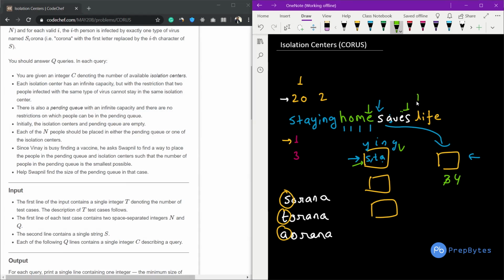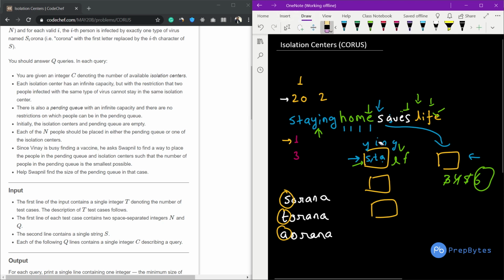Correct. Now what about L? L is not present, so L will be in our isolation center. I will be in our pending queue. Why? Because I is already present in the isolation center, so therefore the count is 5. Now F is in our isolation center, and E is already in the isolation center, so therefore it will go into the pending queue. There are 6 persons that need to go into the pending queue, and the rest are all inside the isolation center. So we need to find out how many persons will go into the pending queue.